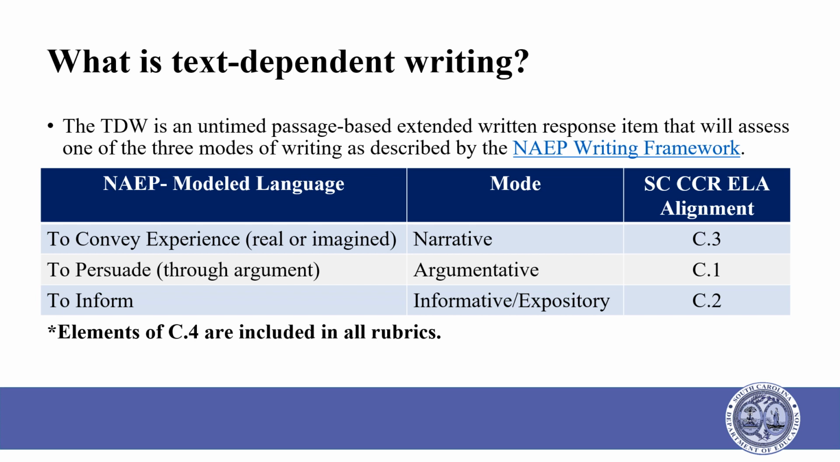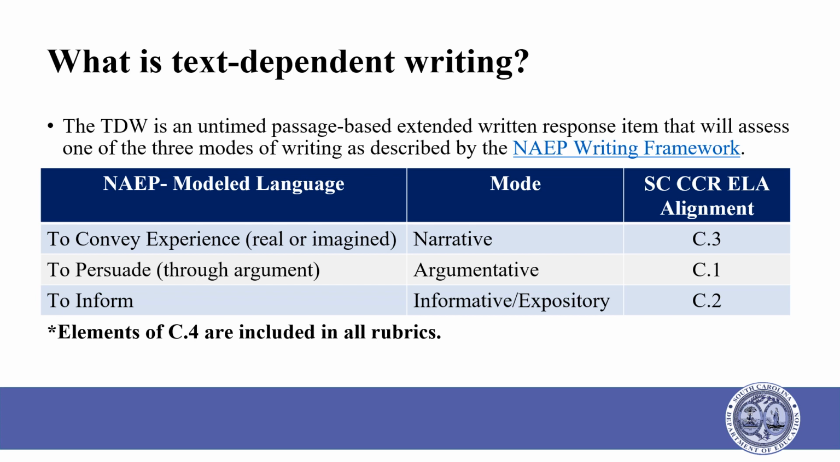There are three types of TDW items. Each item's title provides students with the purpose for writing: to convey an experience, real or imagined; to persuade through argument; to inform. If you notice in the left-hand column, the title of the type of writing provides students with the purpose for writing. For example, 3rd and 4th grade students will be writing in the narrative mode, but their purpose for writing will be to convey an experience, real or imagined.